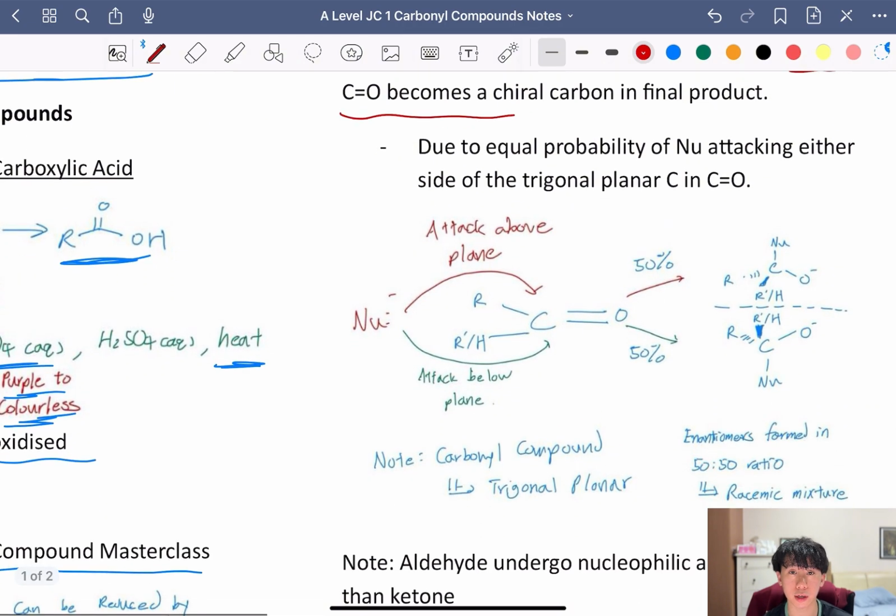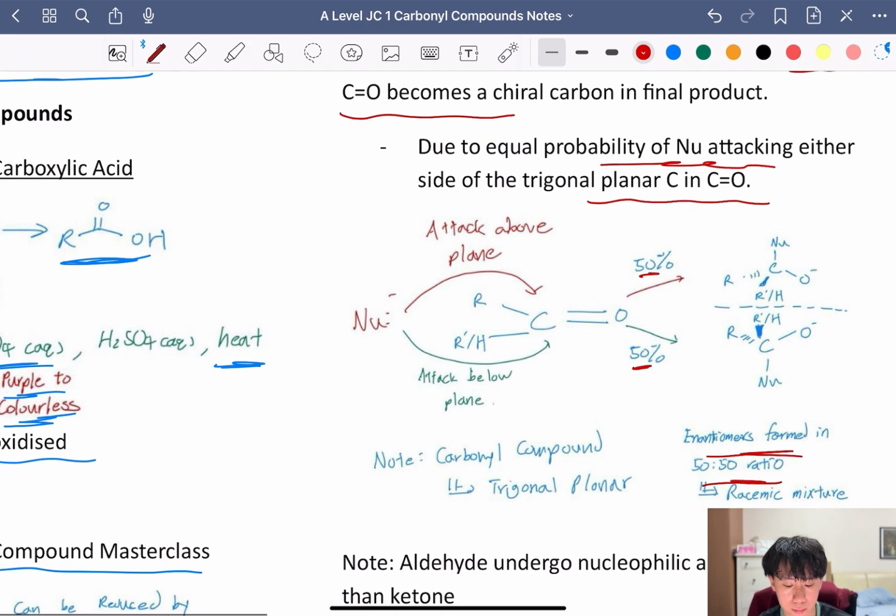And this is mainly because there's equal probability of the nucleophile attacking either side of the trigonal planar carbon in C=O. So you do realize that this is a very common theme when it comes to trigonal planar carbons and it getting attacked by a certain compound either from the top or from the bottom of the plane. And therefore, because of this 50-50 chance, your enantiomers will be formed in a 50-50 ratio, aka a racemic mixture.